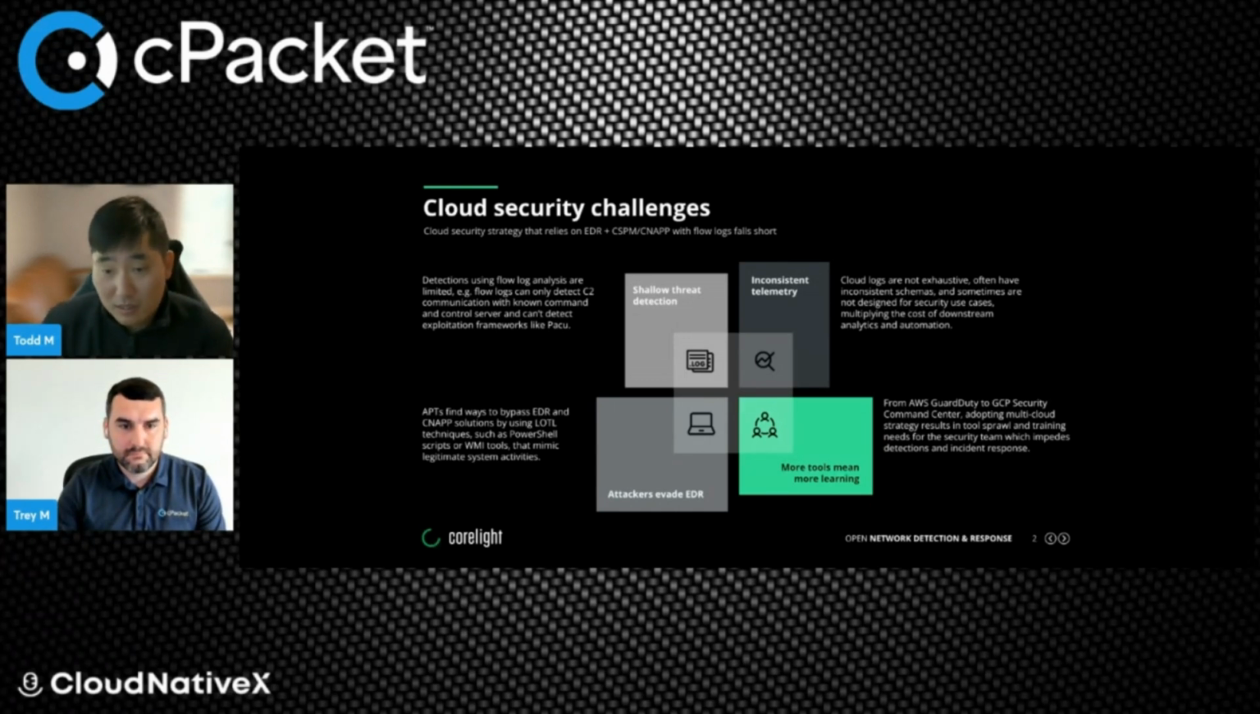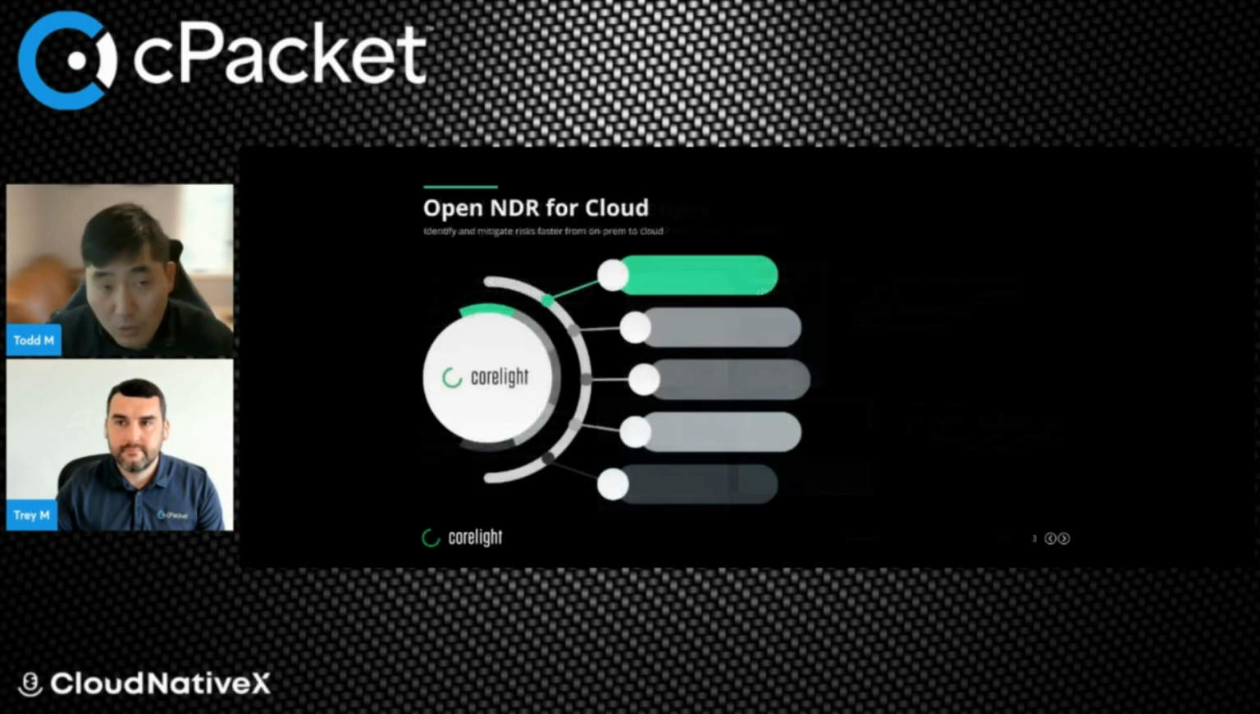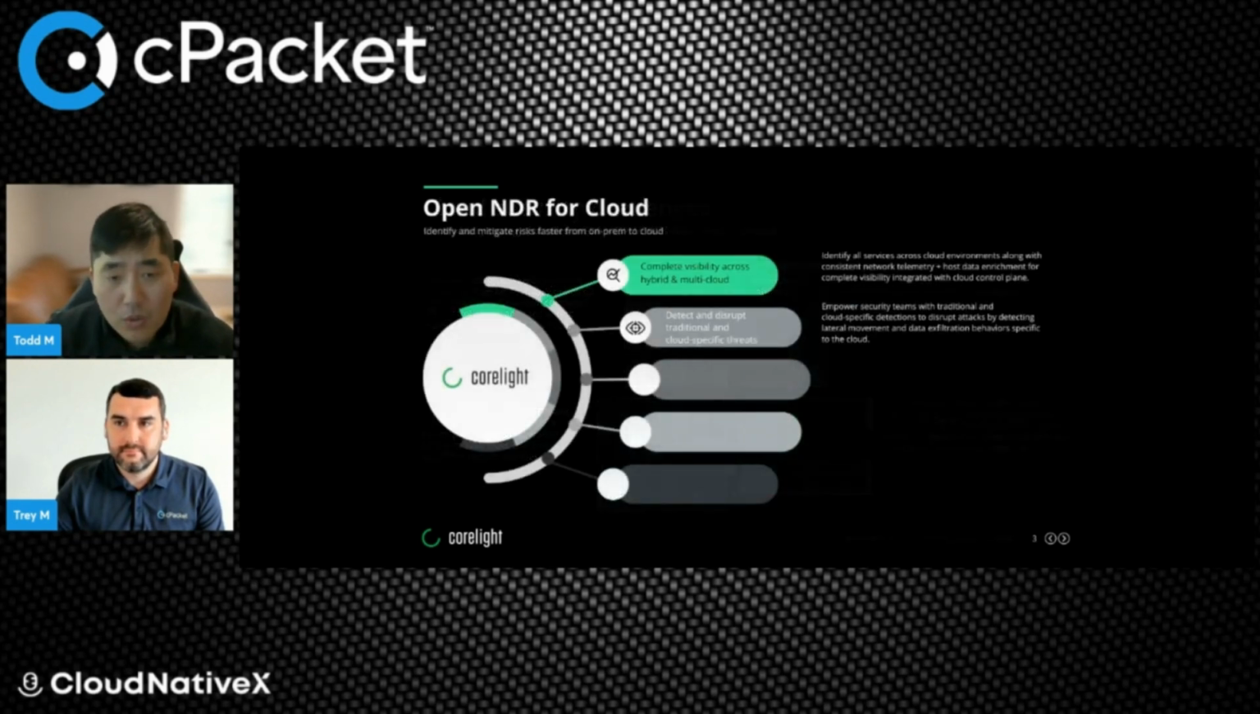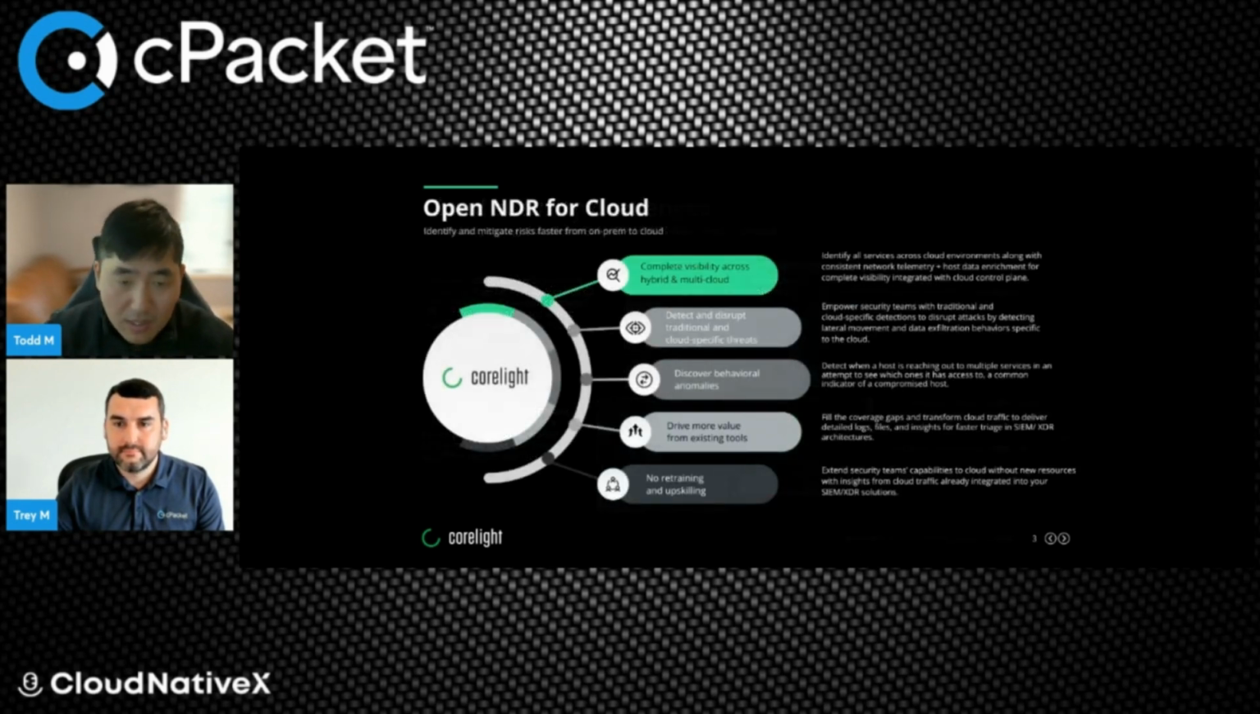So if you scale that up, and some of our customers are across 4 clouds, 4 tool sets, that's a lot of horsepower and a lot of effort needed to do proper cloud security at the network layer across those environments. So what can Corelight do, and what are we trying to accomplish here?